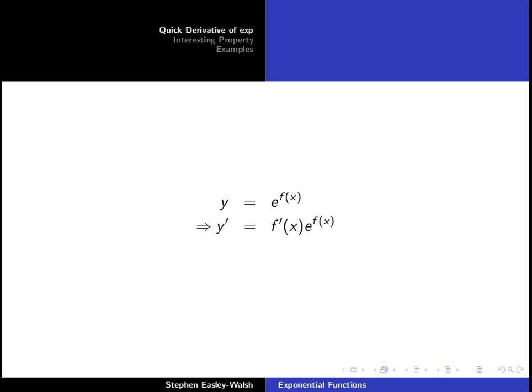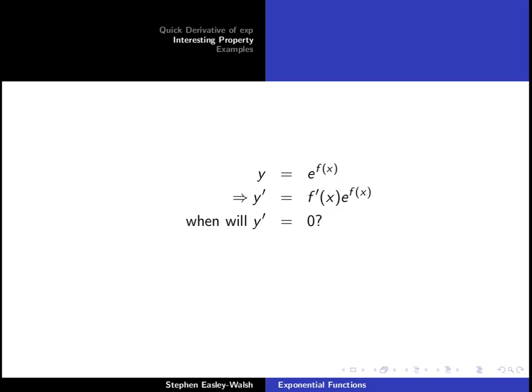Let's look at an interesting property of this result. Again, suppose we have y equals e to the power of f of x. The derivative will be f derivative times e to the power of f. When will the derivative be 0? Well, that will be when f derivative times e to the f equals 0. However, the function e to the power of f of x is never 0, and we can cancel this out. So, we simply get the result that y equals e to the power of f of x will have derivative equal to 0 when the derivative of the power is 0.